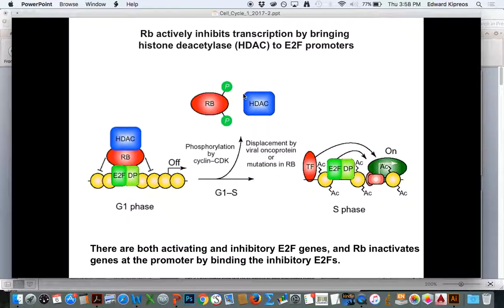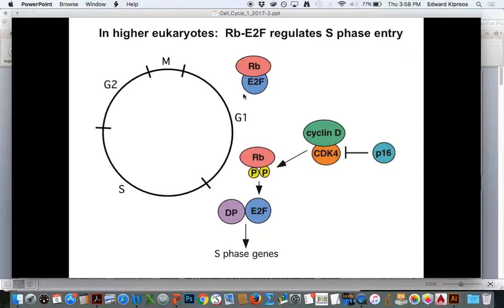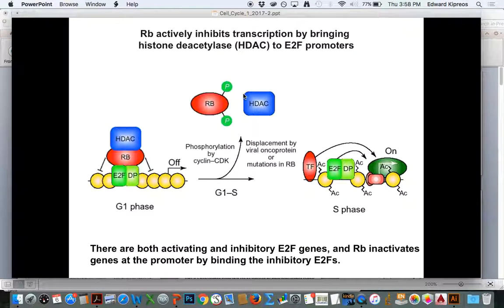All right, but I will say that this is a little bit simplistic. It's a little simplistic because there are actually multiple E2Fs in mammalian cells. There are positive E2Fs, which turn on S phase genes, but there are also repressing E2Fs. These repressing E2Fs are also bound to DP, and they're also bound to RB. But in this case, they're repressing E2Fs, and they're also able to bind DNA, because they're transcription factors.